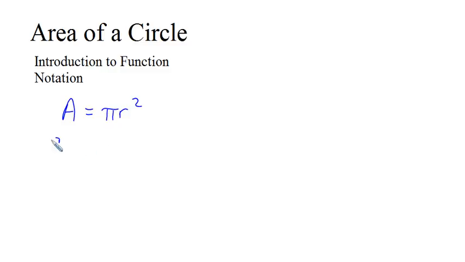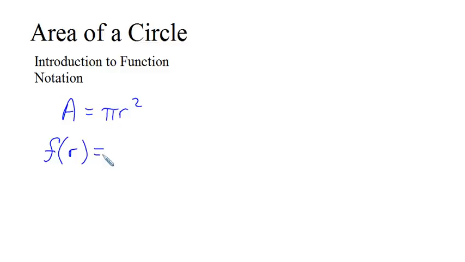Function notation defines what your input has to be to find the value. And to find the area of a circle, the only thing I really need to know is the radius. The reason why you only need to know the radius is because pi is always constant, 3.14 or 22/7. And squaring the radius is just an operation. So really all we need is the radius.